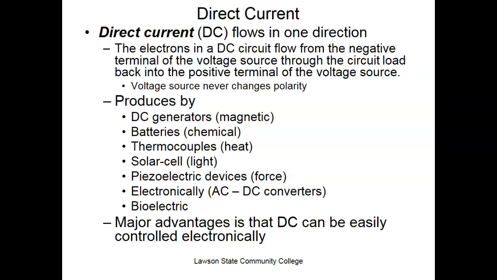Major advantage is that DC can be easily electronically controlled. So every electronic device that I know of operates off of DC. Now we might plug it into the wall, but we have one of these guys somewhere. It's either built internal to the device or external. Of course, your cell phone charger is obvious. You use the little bricks, right? Or you plug them into your computer, which provides a 5-volt power supply. So USB, two of the wires on the USB connector are for 5 volts, and that runs off there.